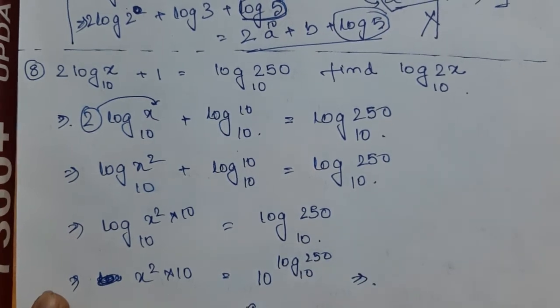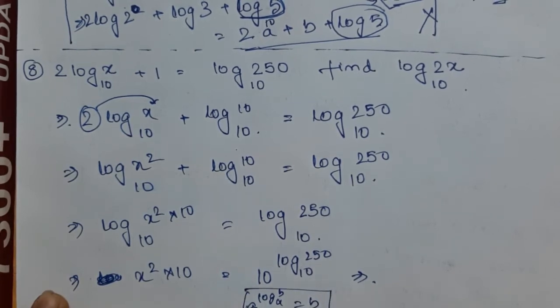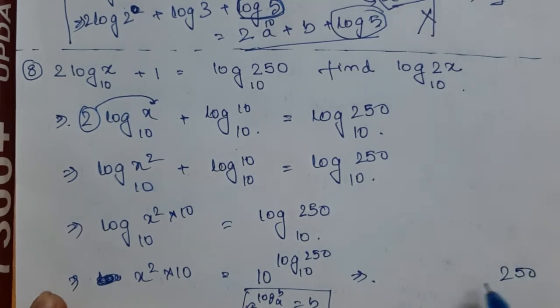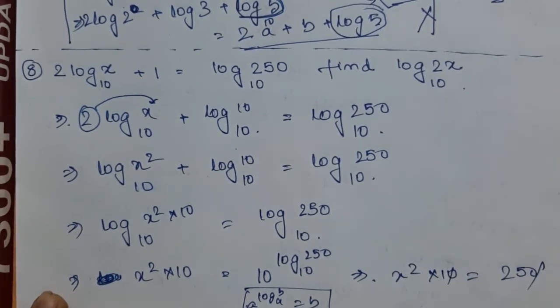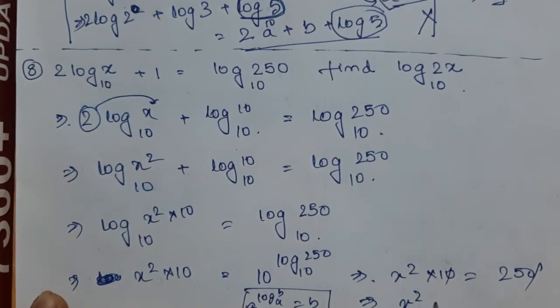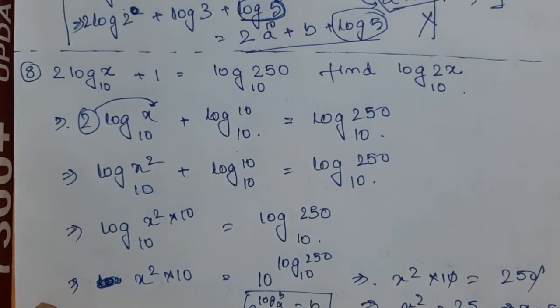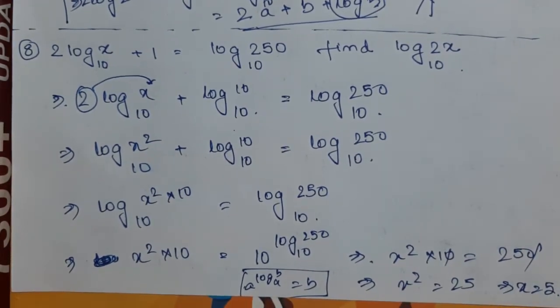Which property are you using? A to the power log b to the base a will result as b. This property we are using here, and it will result in 250, according to this problem, and it is x square into 10. So eliminating 0 here, x square is 25 and x is 5, right? X is 5. So this is the result.